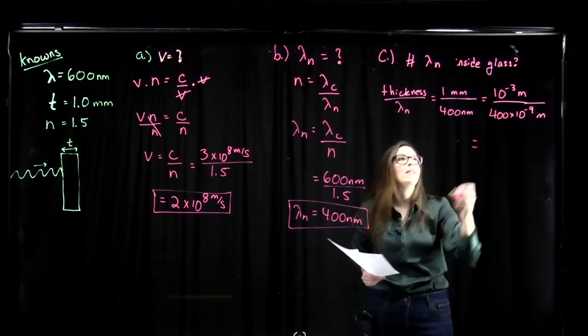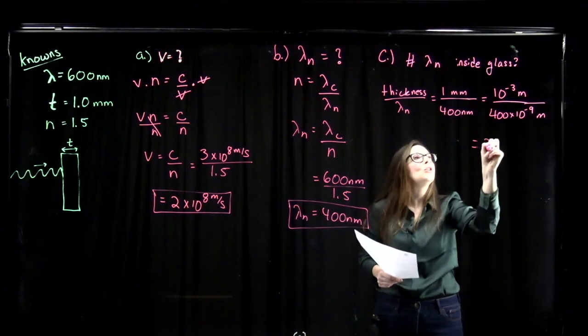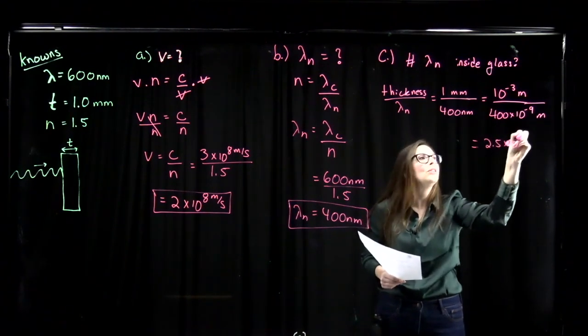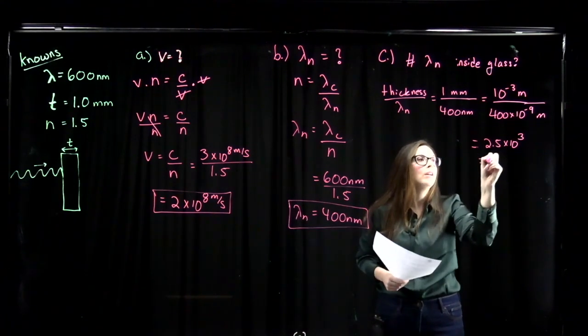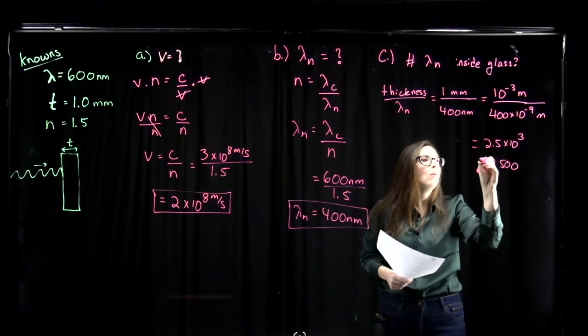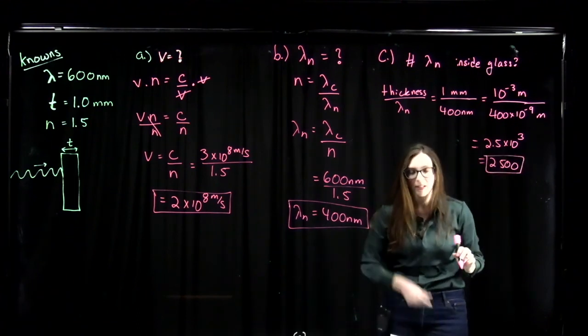And then that tells me that I can cram in 2.5 times 10 to the 3 wavelengths of light inside my glass, or 2,500 wavelengths of this orange light inside my glass.